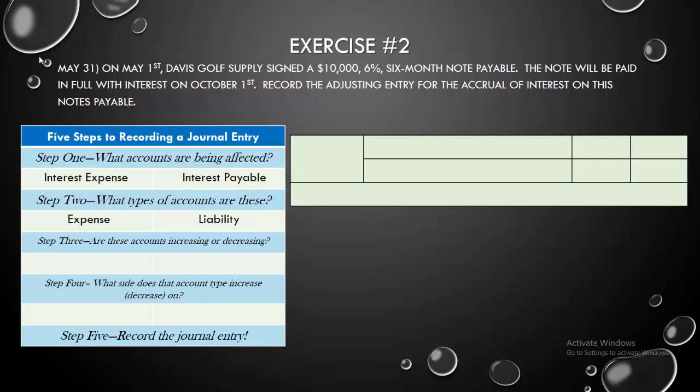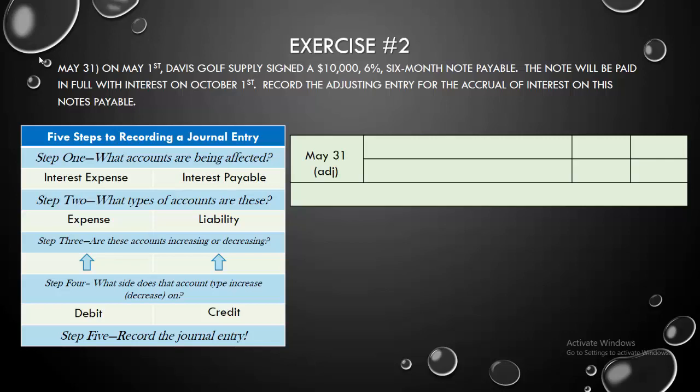Again, interest expense tracks how much interest all of our borrowing accumulated during the period. Well, we have an accumulation of more interest here, so that has to be going up. Interest payable tracks how much interest we actually owe to all the people we borrowed from. That also has to be going up. Expenses go up with a debit, and liabilities go up with a credit. So we know how to set up our journal entry now.